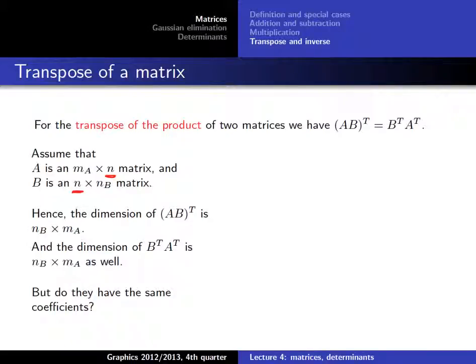Now, the result is, of course, if we take AB, that leads us to an MA cross NB matrix. Now, if we take the transpose, of course, the dimensions change the order. So for AB transposed, we have an NB cross MA matrix.